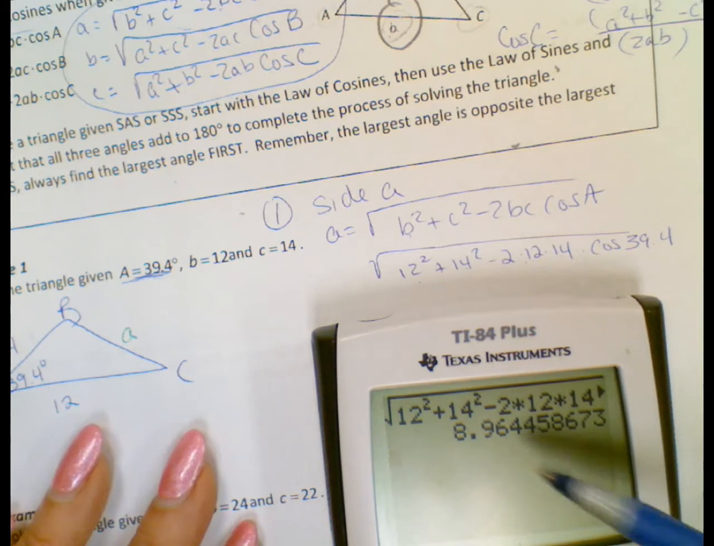Now, we're rounding to the nearest tenth. The 6 that's in the hundredth spot rounds the 9 to a 0, and that 0 rounds that to a 9. So this is going to be 9.0.